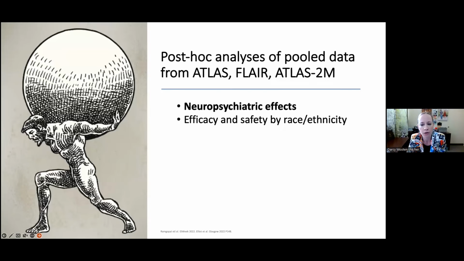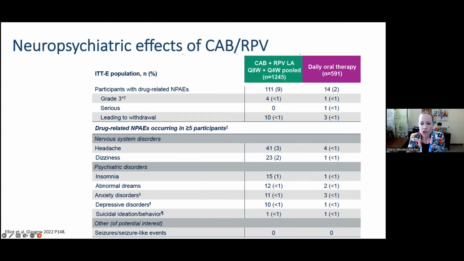The next two studies I'll present on long-acting cabotegravir/rilpivirine are post-hoc analyses of pooled data from the original trials, ATLAS, FLAIR and ATLAS-2M. The first abstract is looking at neuropsychiatric effects of long-acting cabotegravir/rilpivirine with this pooled data. This shows the pooled data from those three studies comparing neuropsychiatric effects between patients on injectable therapy and patients in the other arm who stayed on their oral therapy. Rates of neuropsychiatric effects were not that high, 9%, but higher than the daily oral therapy.